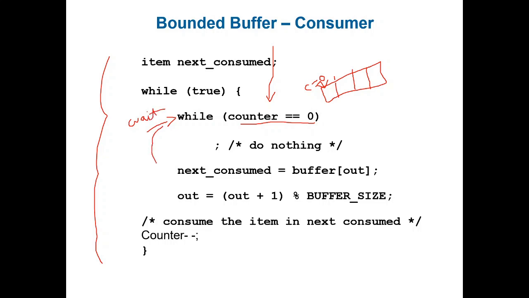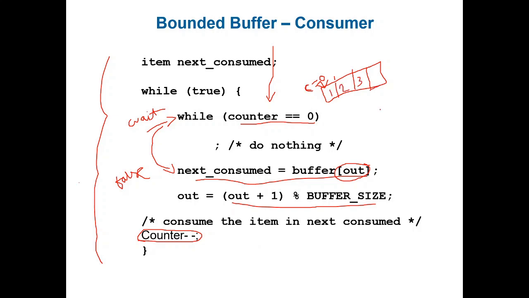When the condition becomes false, it is going to consume the data from the slots, and the out index will keep track of that. It will increment the value of the index because it has consumed, and after consuming it is going to decrease the value of counter. So from this counter variable you will understand how many elements have been added and how many elements have been consumed.